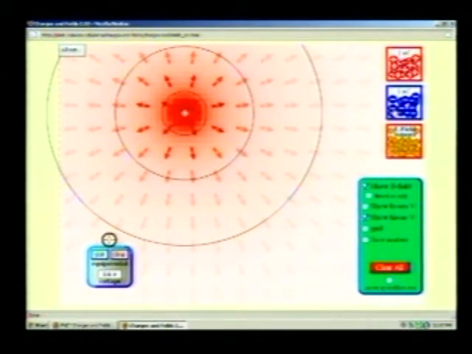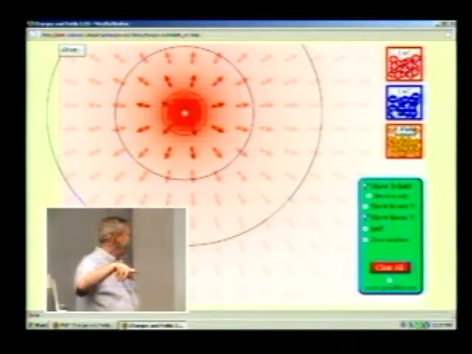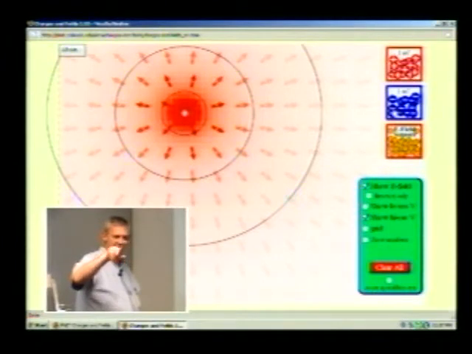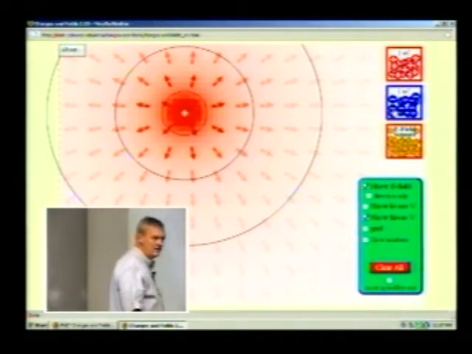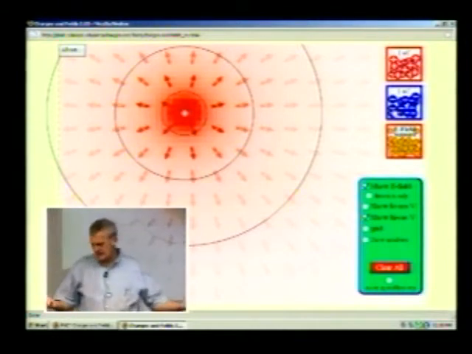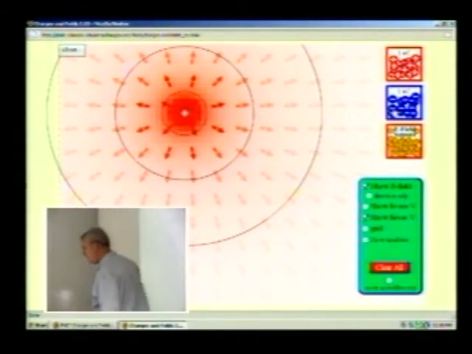Now, the equation for voltage, V equals, oh, Naomi, you snuck in on me. I've got your quiz sitting right up here. All right. V equals K, that little constant K, times Q divided by R. Okay? And Q is the charge that's nearby.